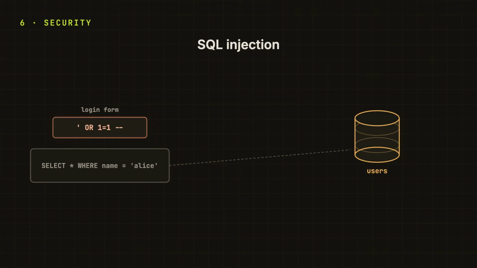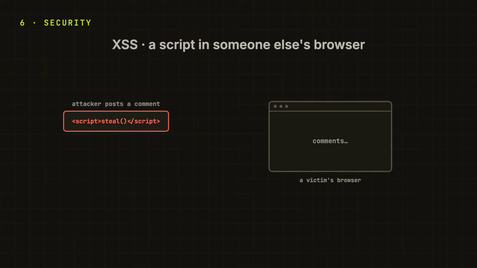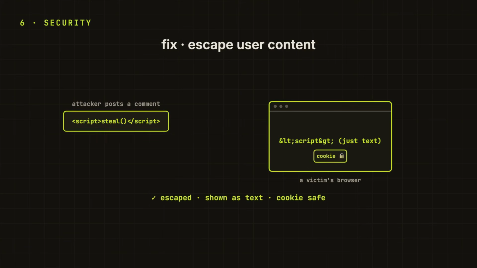SQL injection. An attacker sneaks malicious commands into an input field to trick your database. The fix is to never build queries by pasting user input, but to use parameterized queries. XSS, cross-site scripting. An attacker injects malicious scripts that run in other users' browsers. The fix is to carefully escape any user content before showing it.